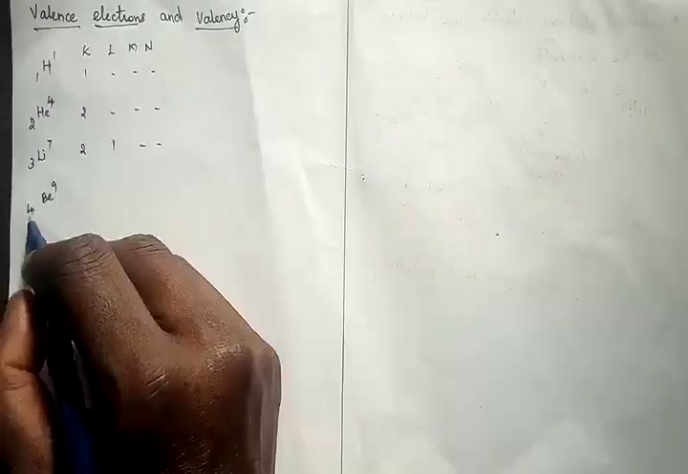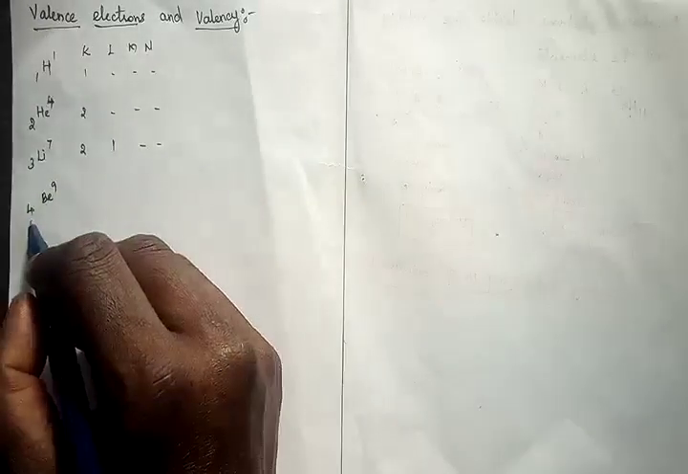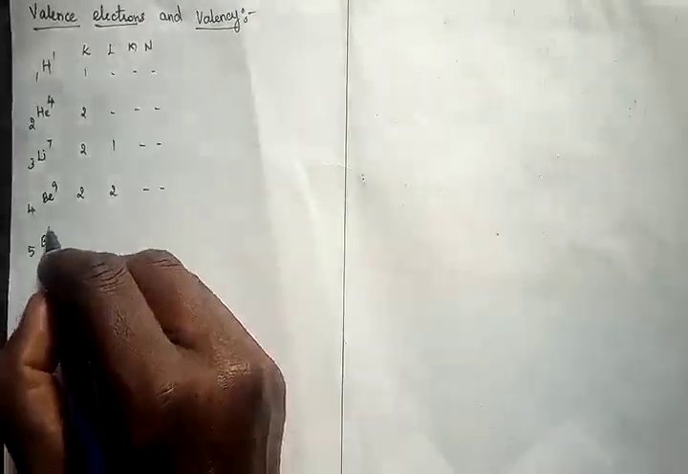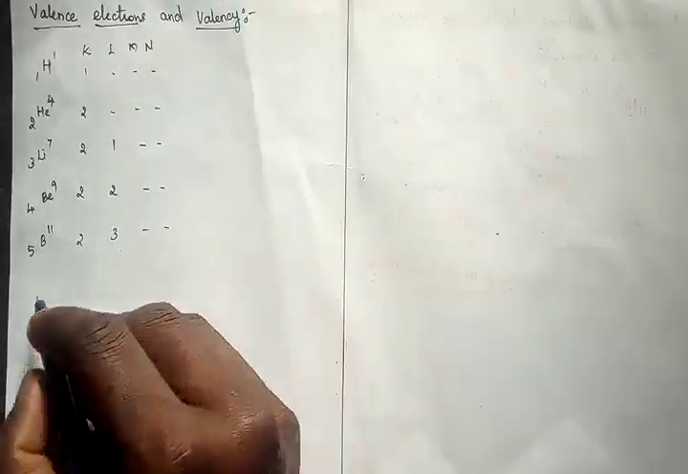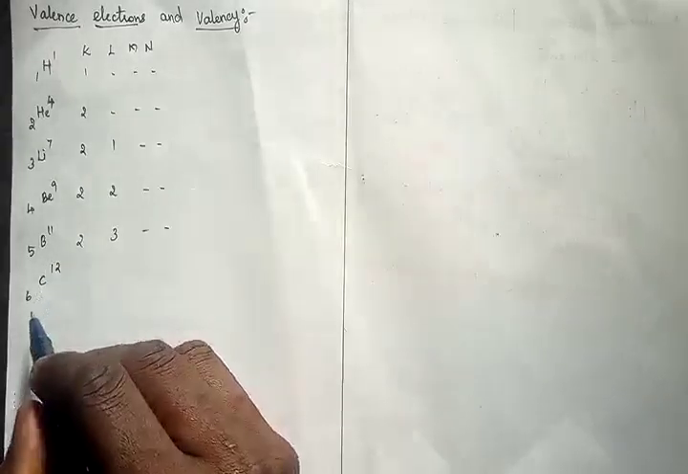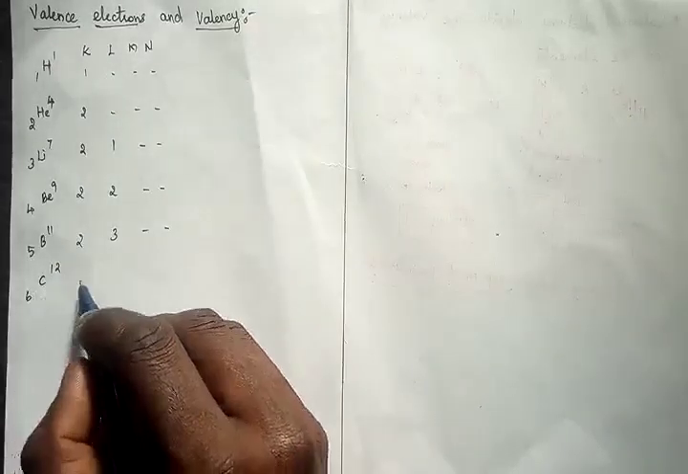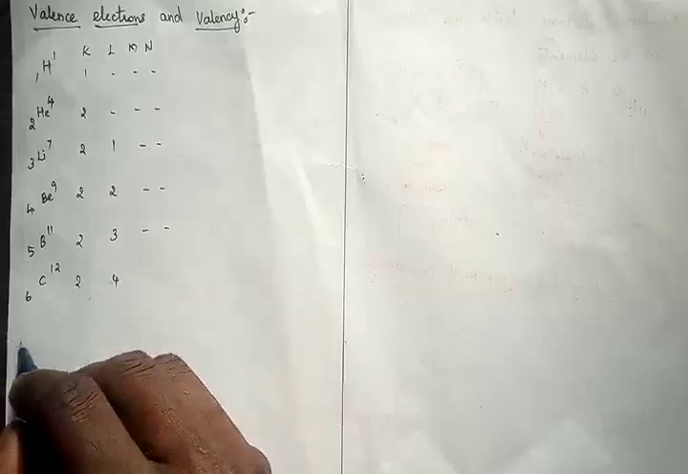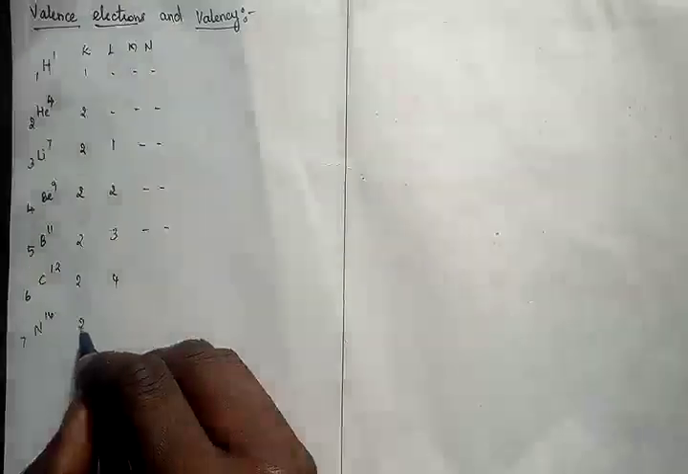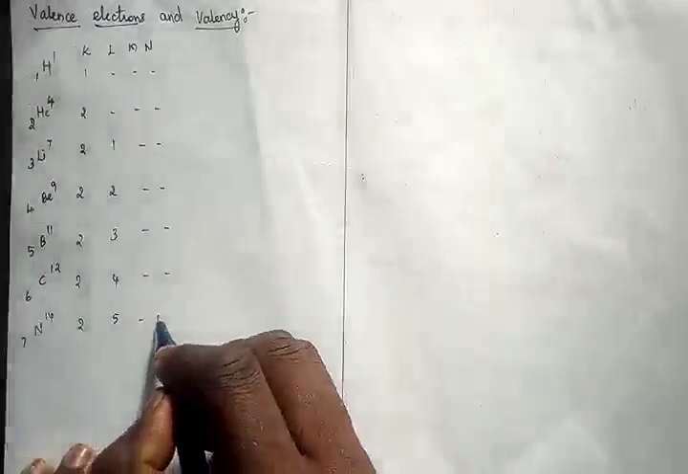The next one, fourth, is beryllium, the mass number is 9, atomic number 4, so 4 electrons: 2 in the K shell, 2 in the L shell, right? Fifth one, boron, 11 it is, 5 electrons, so 2, 3. This we have already studied in the last few videos. Carbon has 6 electrons, 2, 4. And the seventh one is nitrogen, 14 it is, 2, 5. Other shells are empty.